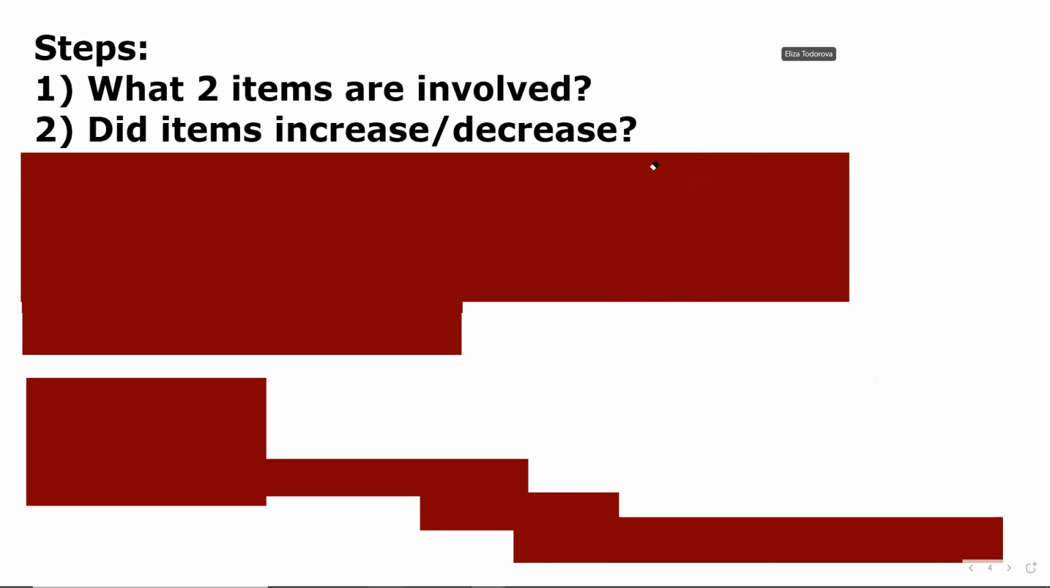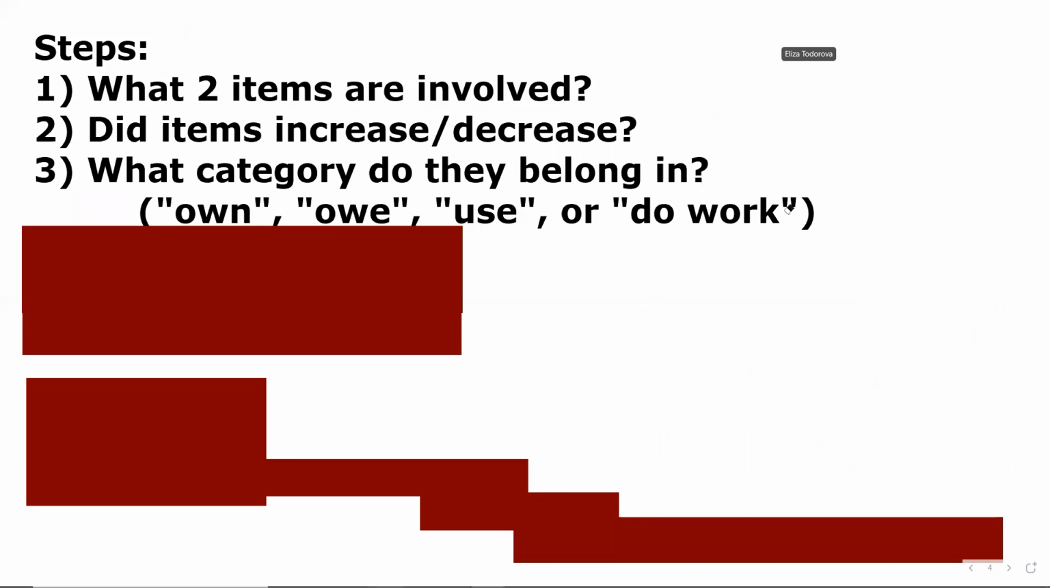Then I want you to think, is this something I own? Is it something I owe? Is it something I did the work for? Is it something I used? And based off that, you can identify if they belong in the asset, liabilities, revenues, or expense category, or equity.